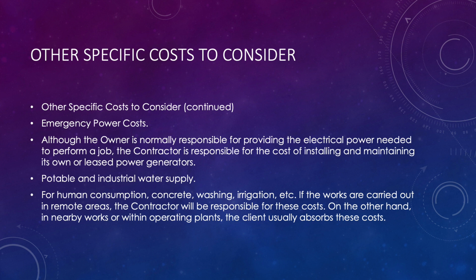Emergency power costs. Although the owner is normally responsible for providing the electrical power needed to perform a job, the contractor is responsible for the cost of installing and maintaining its own or leased power generators. Potable and industrial water supply, for human consumption, concrete, washing, irrigation, etc. If the works are carried out in remote areas, the contractor will be responsible for these costs. On the other hand, in nearby works or within operating plants, the client usually absorbs these costs.